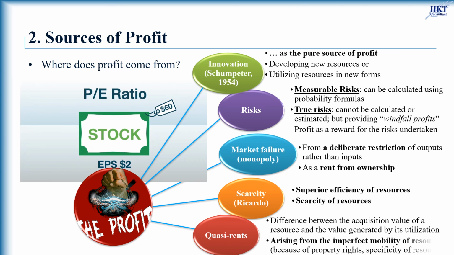Quasi-rents also arise from the imperfect mobility of resources, which cannot always be freely traded and acquired, due to property rights, their specificity with the owning firm, high transaction costs, or complexity preventing transfer.